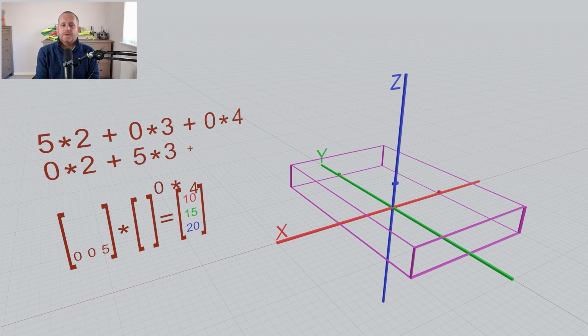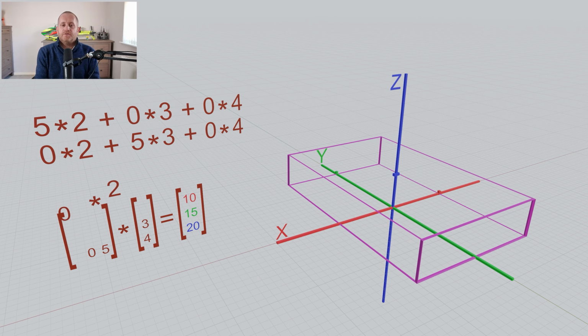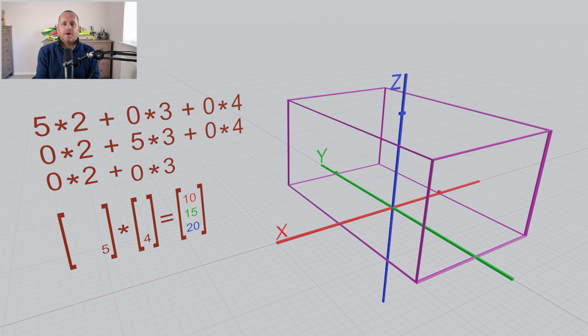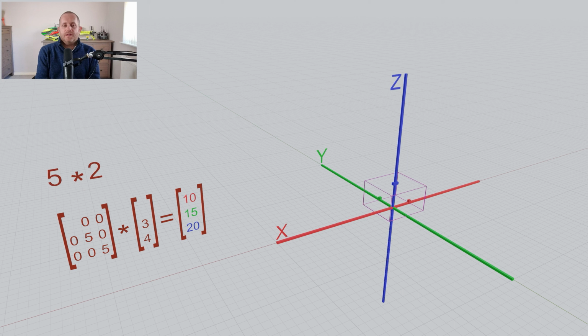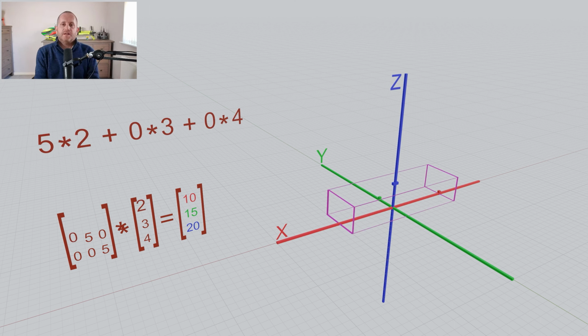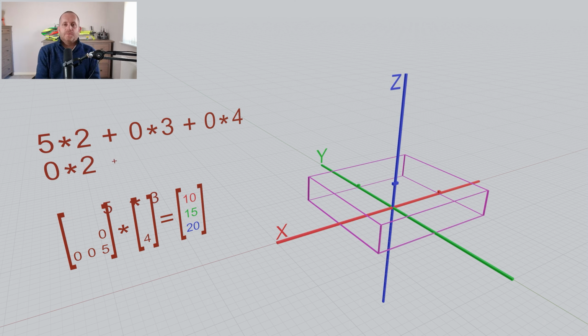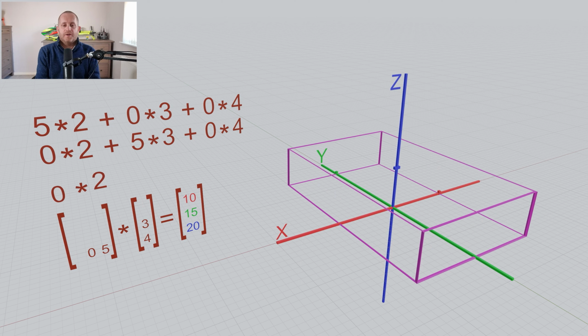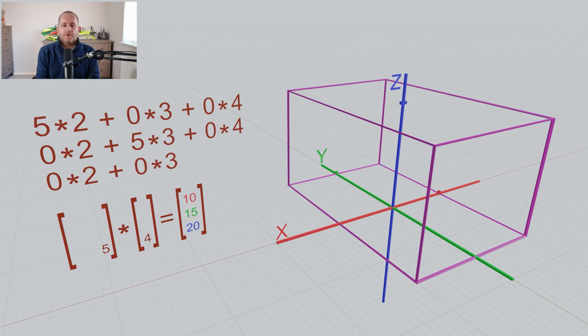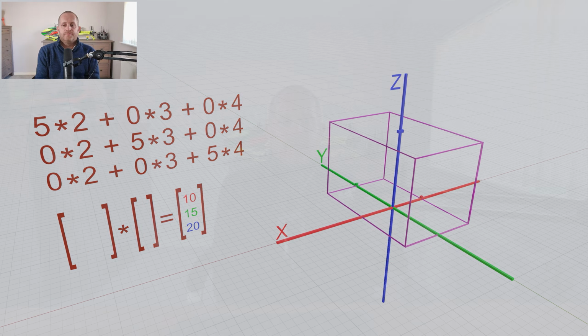So we transform the initial vertex position by following the rules of matrix multiplication. Notice that the 3x3 matrix has got 5s going down from the top left to the bottom right. If you look at the calculation as it progresses, you'll notice that the number 5 in the first row corresponds to the x value, the number 5 in the second row corresponds to the y value, and the number 5 in the third row corresponds to the z value.